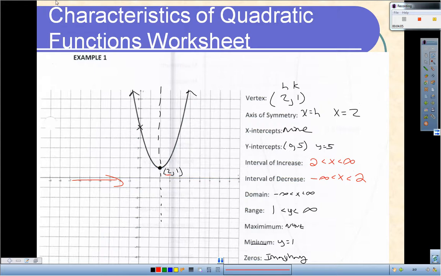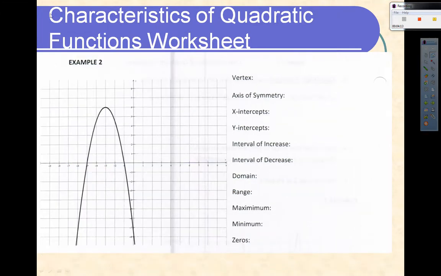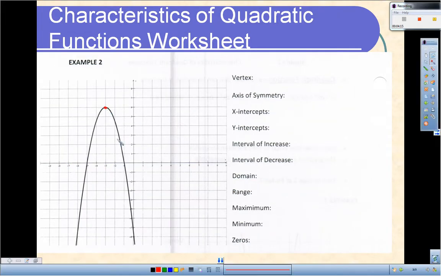All right, let's look at one more. Take a look at this one. Notice my vertex is at negative 3, 6. And this is not a valley, it's a mountain, so this has a maximum. It doesn't have a min, so there's no min, but it has a maximum of 6, which occurs at the point negative 3, 6. So you could write 6, or you could write y equals 6.